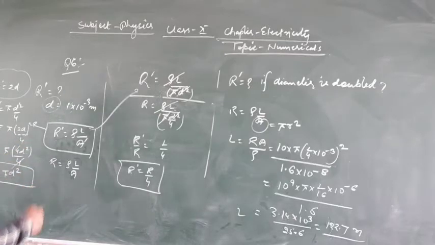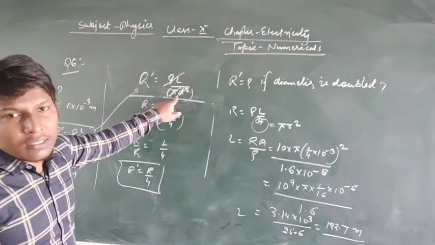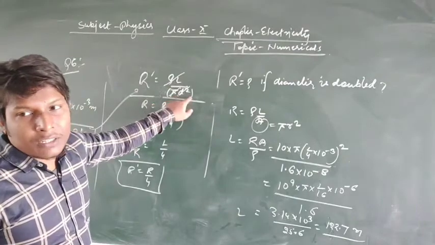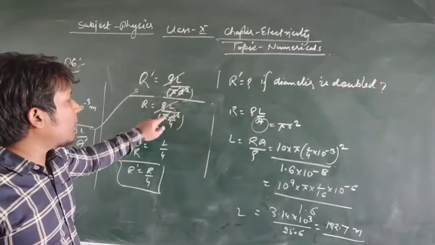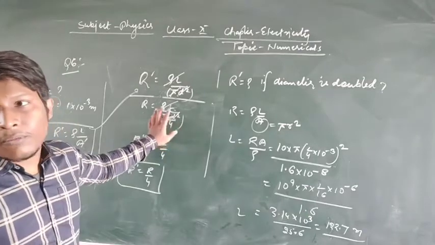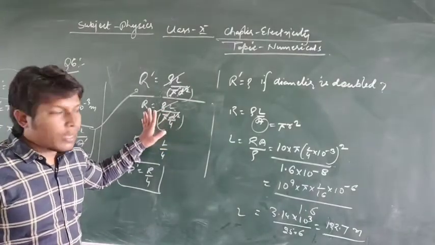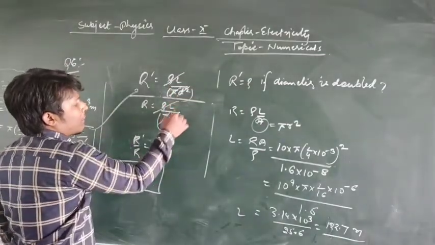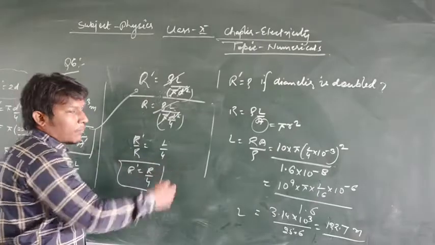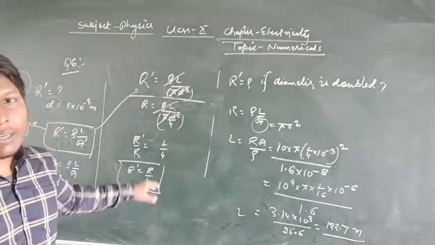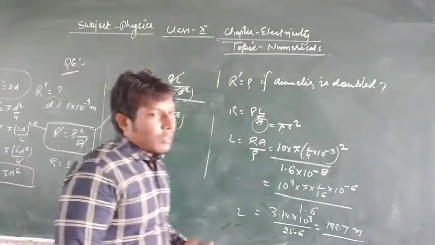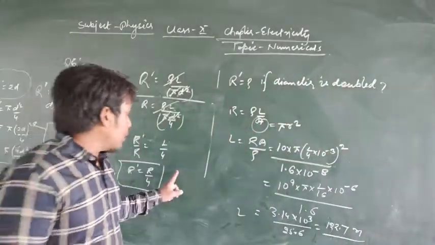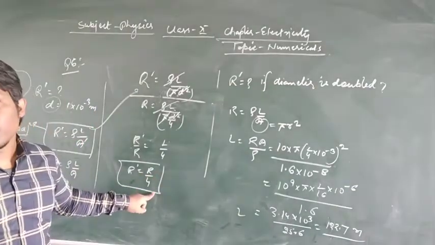The value of A dash will be pi d square. So R dash equals rho L by A dash, that is pi d square, while R equals rho L by pi d square by 4. We are putting the values in terms of diameter. So rho L and rho L cancel out, pi d square cancels out, so R dash by R is equal to 1 by 4, so the value of R dash is equal to R by 4. It means after doubling the diameter, the resistance becomes 1 by 4.